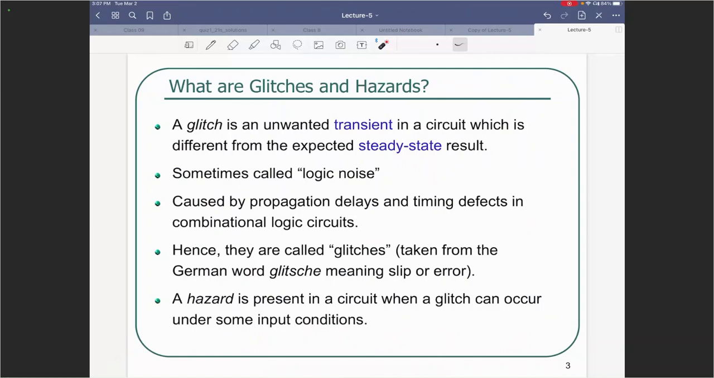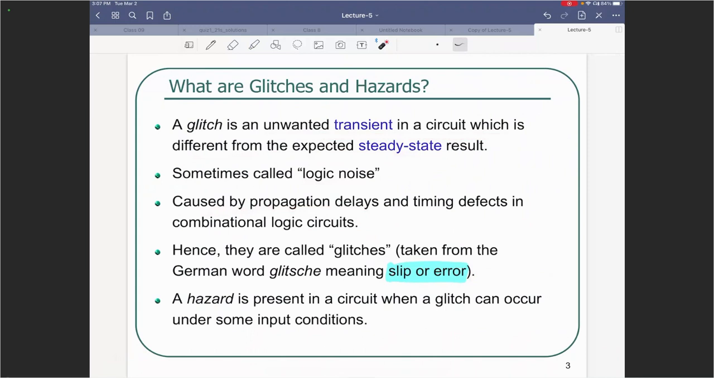So let's define what are glitches and hazards. A glitch is an unwanted transient in a circuit, which is different from what you expected in steady state. So in steady state, we expected F to be a 1. However, during transient, during the changes of X from 1 to 0, we got an unwanted or unexpected result. That is a glitch. It's also called logic noise. Literally, it means a slip or error. And it is caused by the propagation delay and the timing defects in combinational logic circuits.